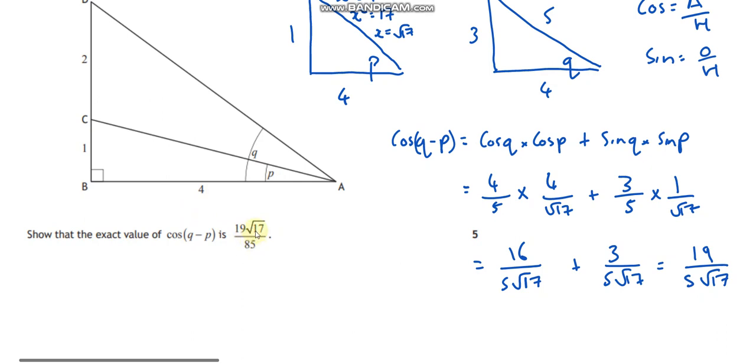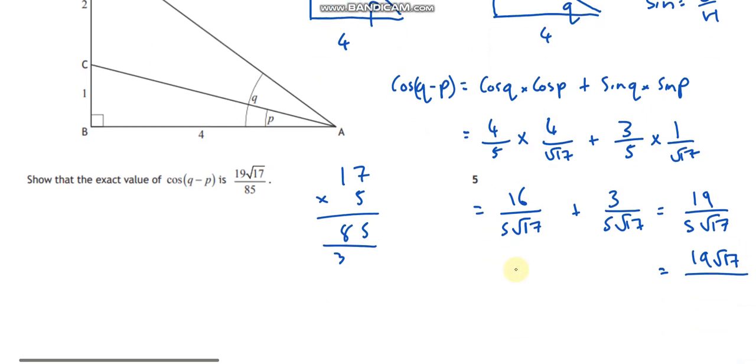Okay, so what have they done then? They've got rid of the root 17 from the bottom. So they've timesed the top and bottom by root 17. So that would just be 19 root 17. Root 17 times root 17 is 17. And I'll just double check, is 17 times 5 85? Check. 5 7s are 35. Yeah, so that's 85. So all they've done at the end there is just to try and confuse you. They've made you multiply the top and bottom by root 17. That's it. So apart from that, it was the only small twist.